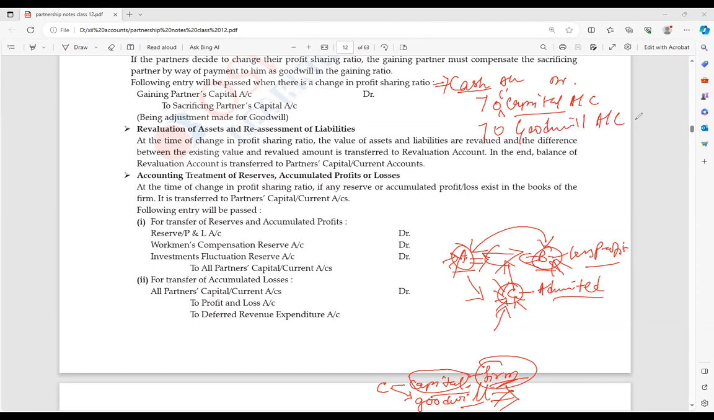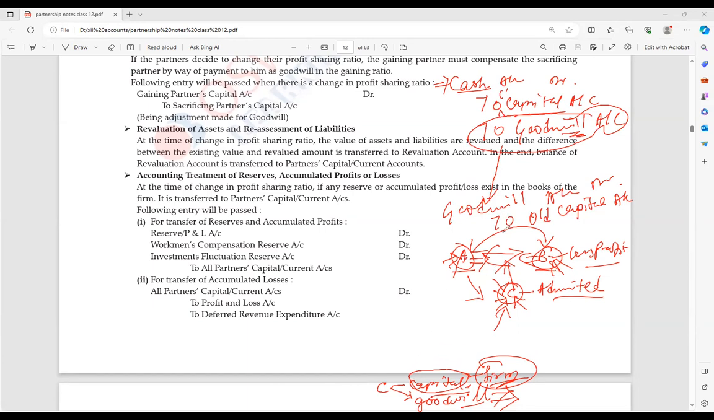Correct or not? Understood the situation? This goodwill is again distributed to whom? To the old partners. So if you think about the second entry, it is simple: goodwill account debit to the old partners' capital accounts, that is, A's capital account or B's capital account. Correct or not? You understood this concept?